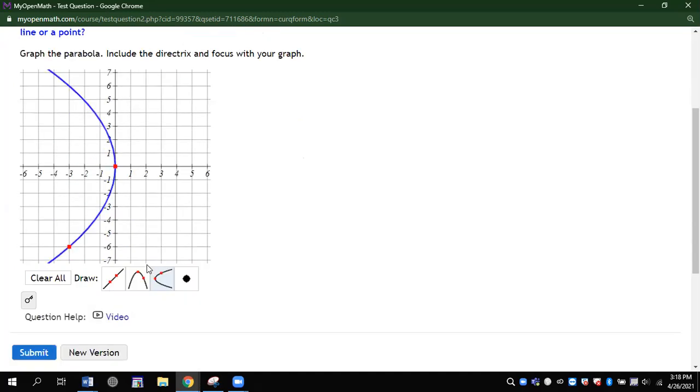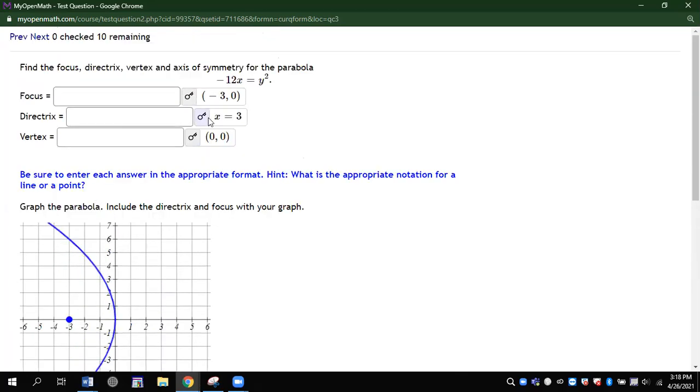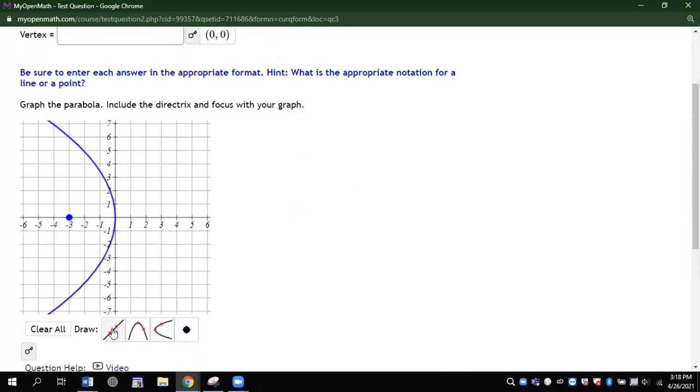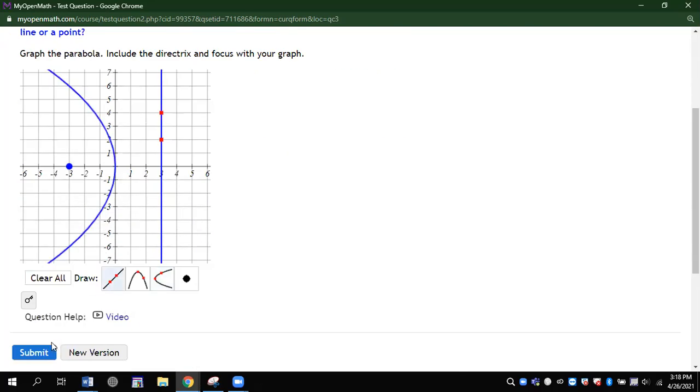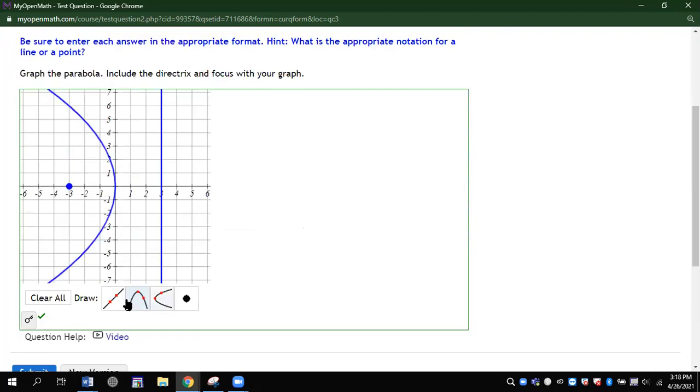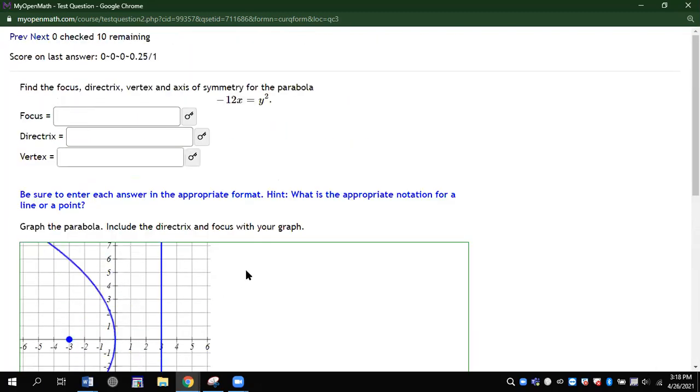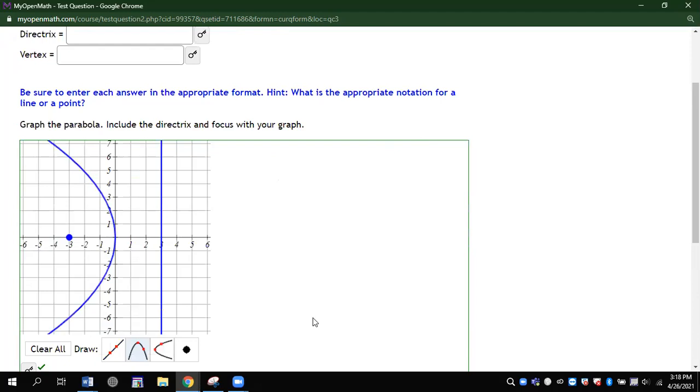Now, that's not the whole graph, though. They want you to put the focus point. Click on the dot making tool and go boom, right there. There's where the focus is, right? Back 3, up 0. And then click on the line making tool and put the directrix line. Just click any two points that are 3 behind the parabola. That's the directrix line. There it is. Submit it. Yes, green check mark. It's happy. There's the actual graph.